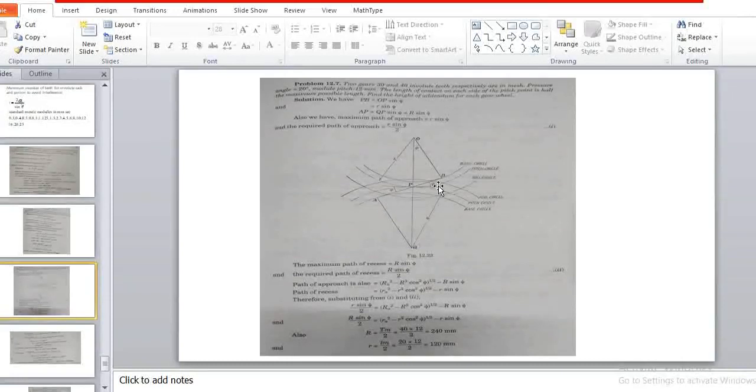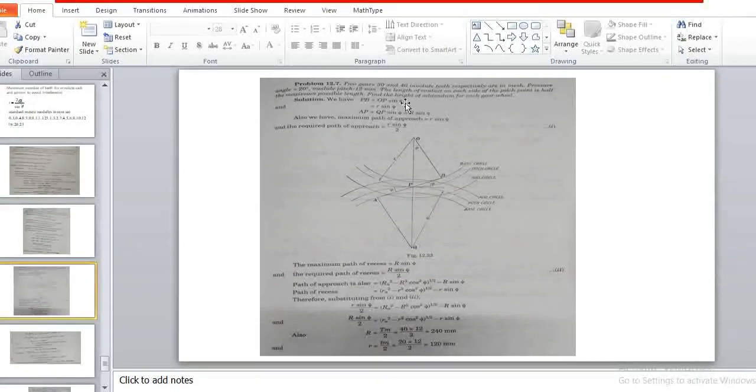Now this A to B is the path of contact. A to P is the half portion, and P to B is the remaining portion, and this represents the maximum path of contact. These are represented as path of approach and path of recess.